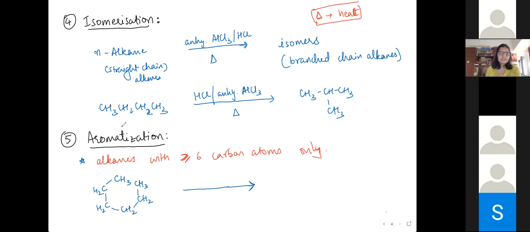It's aromatic, right? But are there any aromatic compounds that have more than 6? Like you said, toluene, isn't that aromatic also? Yes. Toluene has how many carbon atoms total? 7, right? So we need an alkane with 7, which is more than 6. So we need at least 6 carbons. The minimum is benzene and then whatever above that. I can't do it with 5, with butane, pentane, propane and all. I need to have minimum 6.